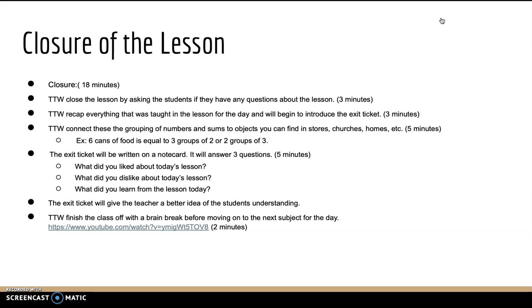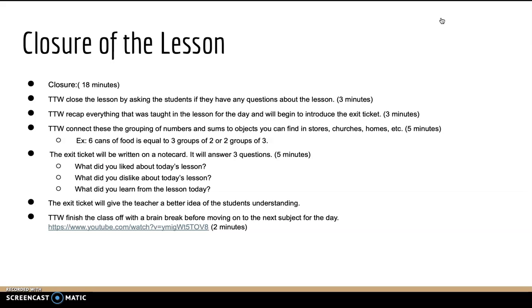Connecting the grouping of numbers and products to things you can find in your community, so stores, churches, homes, etc. That's where we talk about the 6 cans of food is equal to 3 groups of 2 or 2 groups of 3. That also can do the same with trophies in your house, in your school, in your church. That can be used with candy bars, Skittles, M&Ms, spoons, knives, just whatever you have that you can group. So they could really practice that with anything.